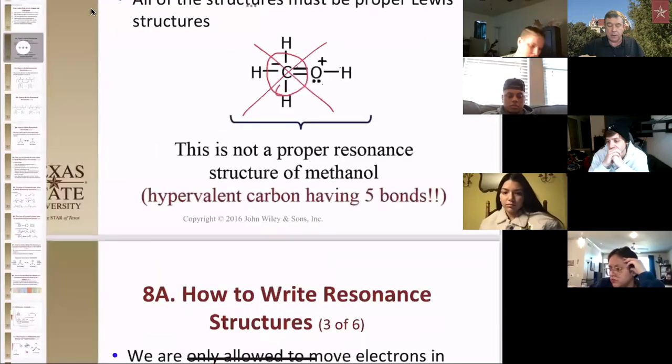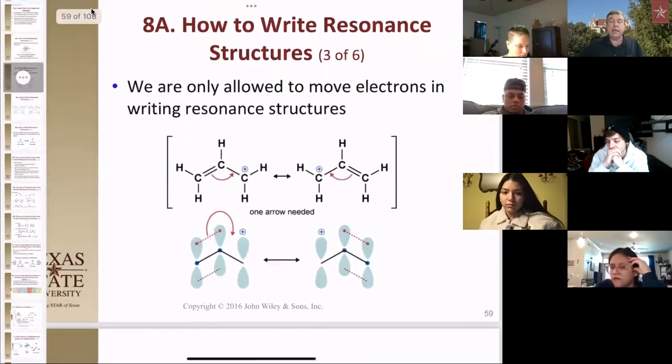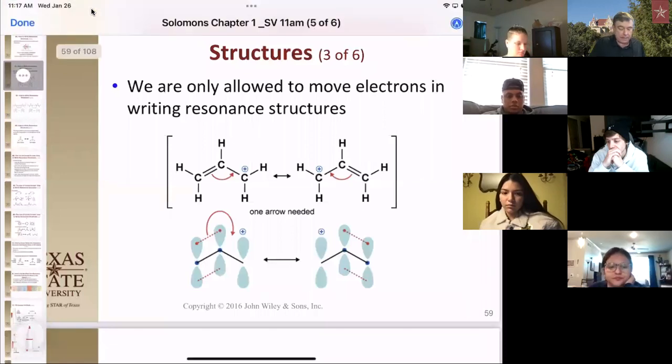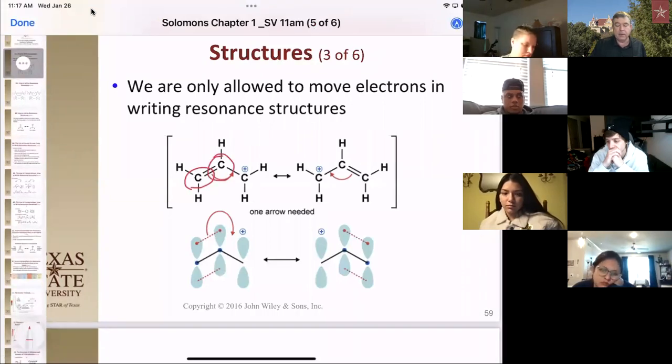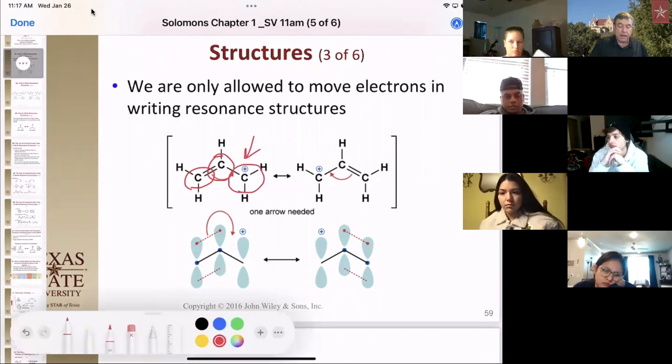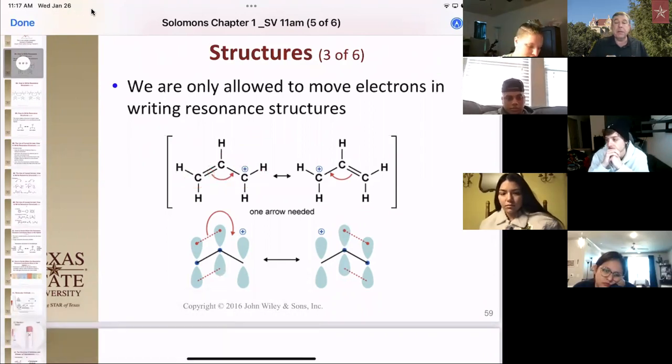Okay, so let's say we have a valid Lewis dot structure. In this case, we have 8 electrons around this one, 8 electrons around this one, and 6 electrons around this one, but we have a formal positive charge. So we have an empty orbital there, but it has a positive charge, which accounts for the fact that it's missing that 1 electron in that bond. So it is a valid Lewis dot structure.